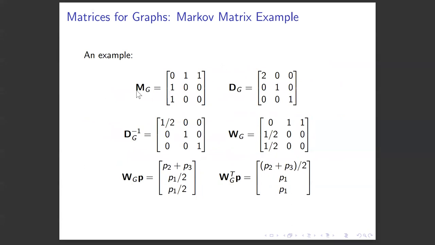So we have this M. This M is the adjacency matrix. So I have the adjacency matrix and I have the degree matrix. We can see that the WGP and the WG transpose P will be different. The difference is that for the in degree I do the normalization, and for the out degree I do normalization. So it's somehow like a transpose operator.